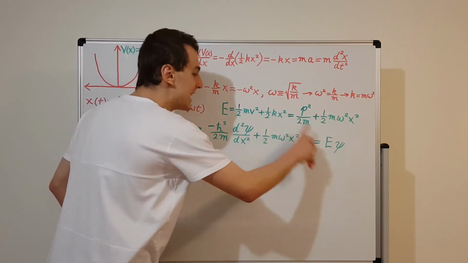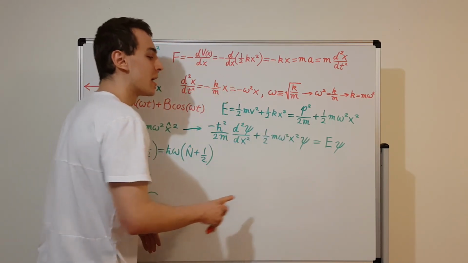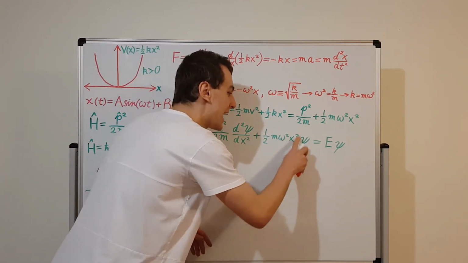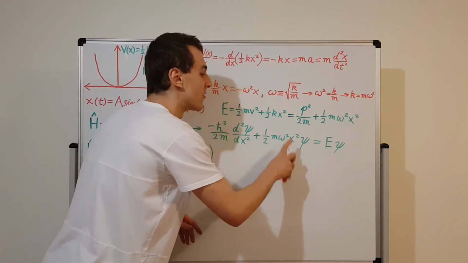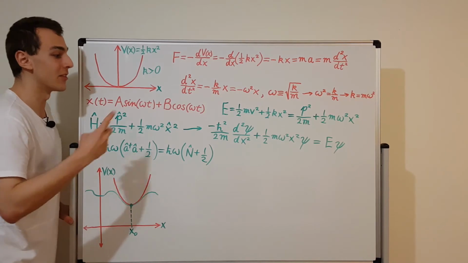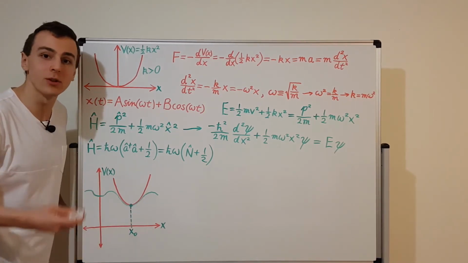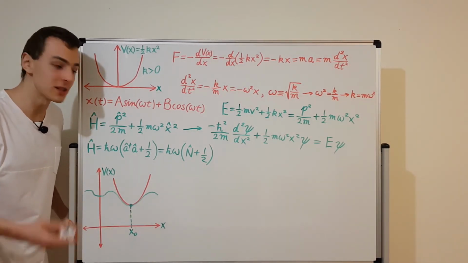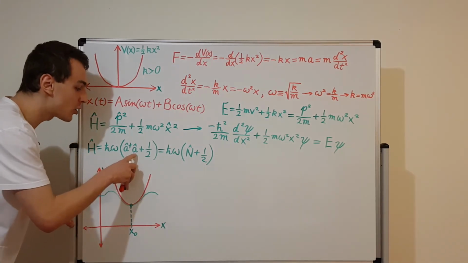This is a very tedious differential equation to solve because of this quadratic term. There's an x squared term, and that makes solving this very tedious. So we have an alternative way to solve this system and to actually work out the time evolution of the quantum harmonic oscillator. We can implement ladder operators.